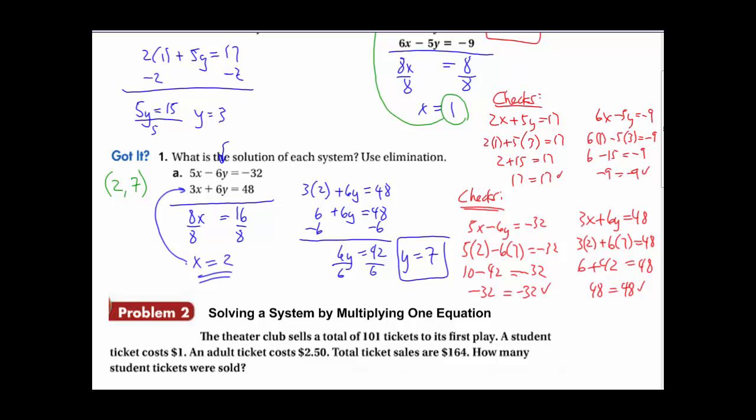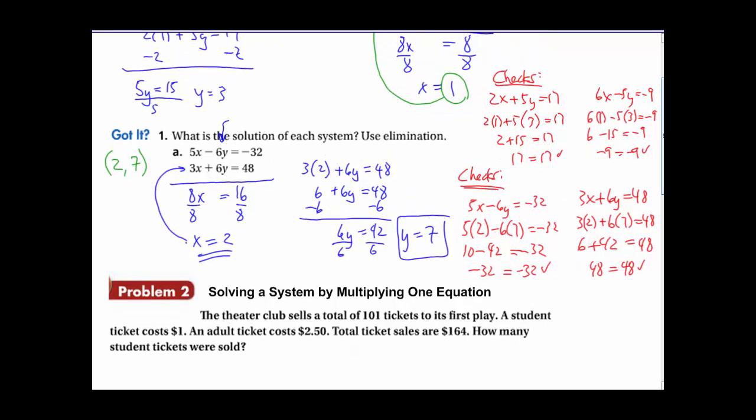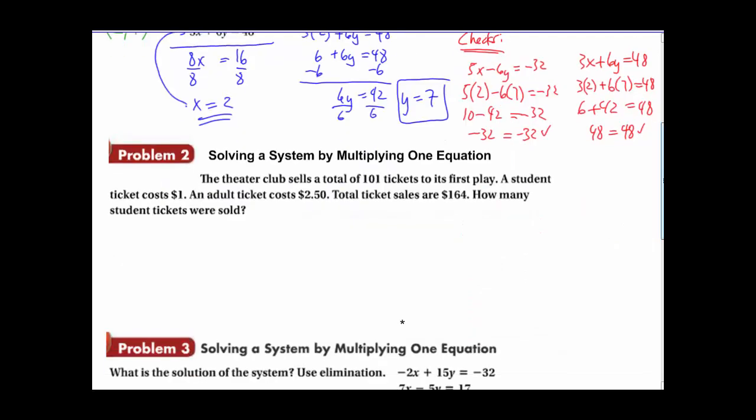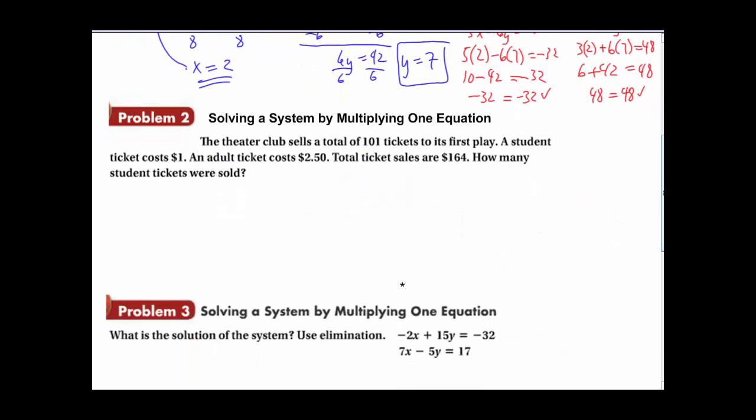Okay. Problem number 2. This is multiplying one equation now. So for the beginning two, we didn't have to multiply anything. We already had opposites. We have a theater club that sells a total of 101 tickets to its first play. A student ticket costs $1 and an adult ticket costs $2.50. Total ticket sales were $164, so how many student tickets were sold?